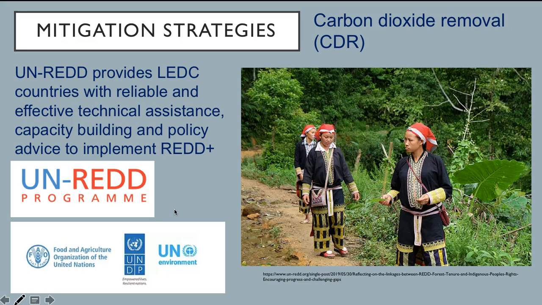Launched in 2008, the UN-REDD program provides countries with reliable and effective technical assistance, capacity building, and policy advice to implement REDD. The UN-REDD program deploys the support of 3 agencies: the Food and Agricultural Organization of the United Nations, the United Nations Development Program, and the United Nations Environmental Program.